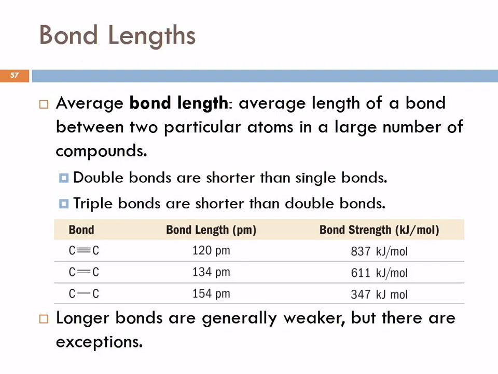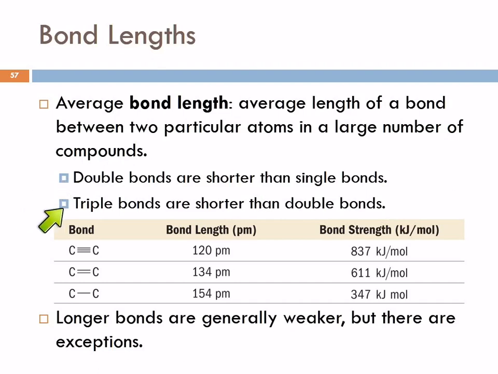We also need to talk about bond lengths. An average bond length is the average length of a bond between 2 particular atoms in a large number of compounds. Just like the energy of the carbon-hydrogen bond varied slightly in the different compounds, the bond length will also vary a little bit. And since we're interested more in an overall idea, we're going to look at averages.